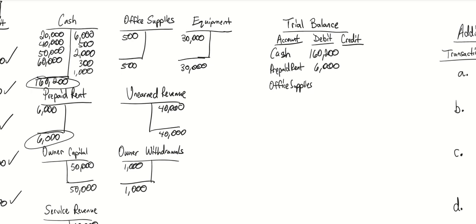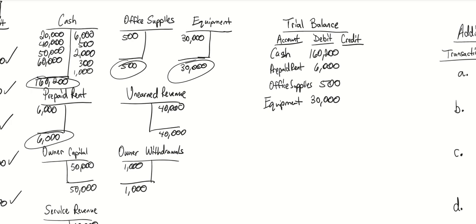And office supplies has a debit balance of $500. Then last we have equipment. Equipment has a debit balance of $30,000. Okay, so equipment usually costs more than paying for prepaid rent or making an advance payment for rent and office supplies. So this is why it's at the very bottom of the asset list, because it takes longer to convert it to cash. Okay, hopefully that makes sense.